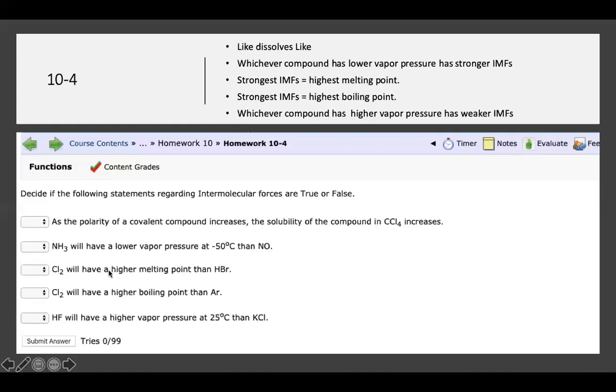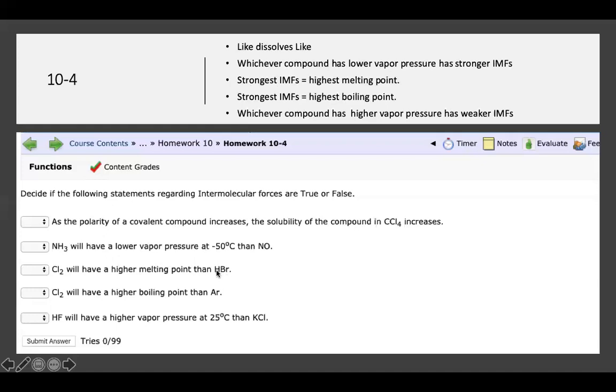For statement 3, it says that chlorine will have a higher melting point than HBr. So now we need to look at the intermolecular forces present. And our bullet advice here says that the strongest intermolecular forces are going to have the highest melting point. If we think about the IMFs present in both of these, chlorine is a diatomic gas. This is going to be a nonpolar compound that will only exhibit London dispersion forces. HBr, however, is a polar compound that will exhibit dipole-dipole intermolecular forces.